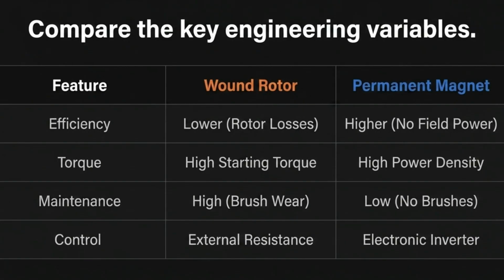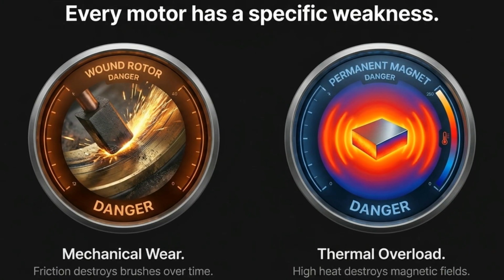Comparing key variables, permanent magnet motors offer higher efficiency and lower maintenance, while wound rotor motors deliver high starting torque and simpler control with external resistance. Each motor has a specific weakness. Wound rotor motors face mechanical wear due to friction from brushes. Permanent magnet motors are susceptible to thermal overload, which can destroy magnetic fields.